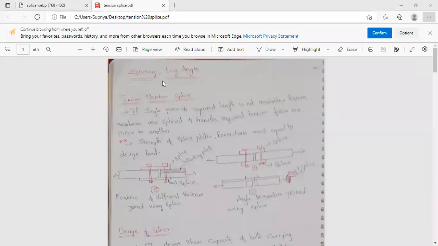Till the first meet, we have discussed the tension members and how to design them. Another topic regarding the tension members is the tension member splice. Splice means a small piece of steel which is used to attach two main steel members. That is known as a splice.